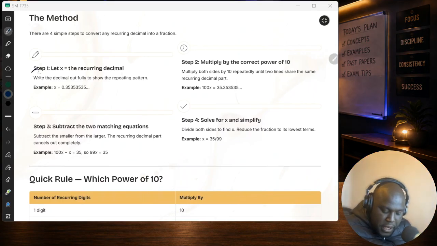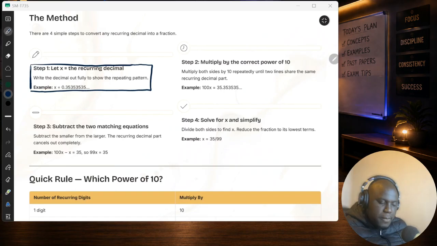What you do in the first step is that you let x be the question you have been given, or the recurring decimal you have been given. Make it x. You get different ones. Introduce x for whatever you get. Step 1 never changes. What will change is the second step.